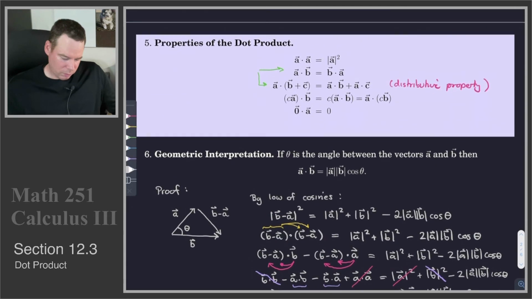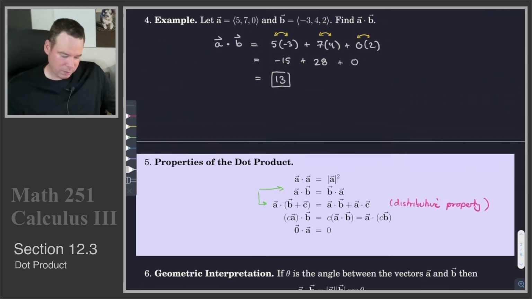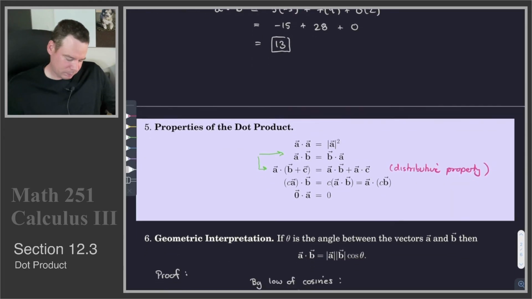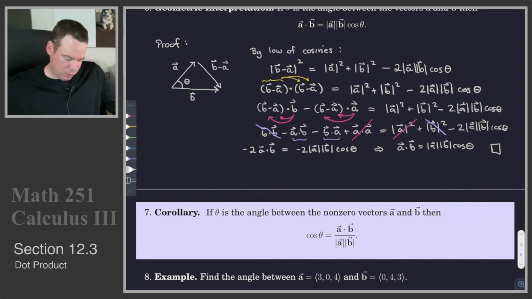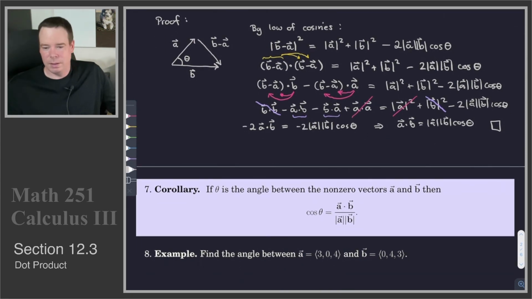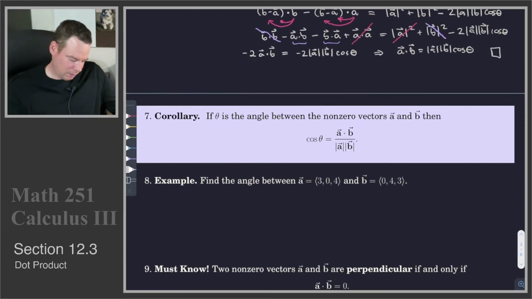So to answer our question from before, I computed the dot product of these two vectors up above. I got an answer of 13. What does that 13 represent? Well, that's the magnitude of a times the magnitude of b times cosine of the angle between them. So if I divided 13 by the length of a and the length of b, then what I end up with is just cosine of the angle between them. And so that allows me to compute the angle between them. All right. So from that geometric interpretation, if we divide both sides by the length of a and length of b, what we get is cosine of theta is the dot product of a and b divided by the product of their lengths. So let's go ahead and use this result to find the angle between a and b.